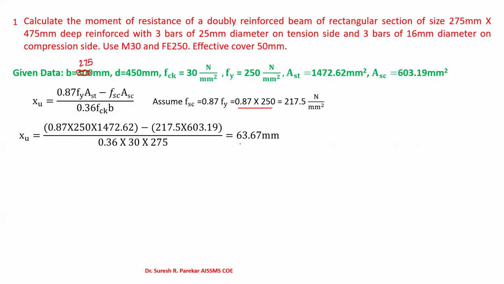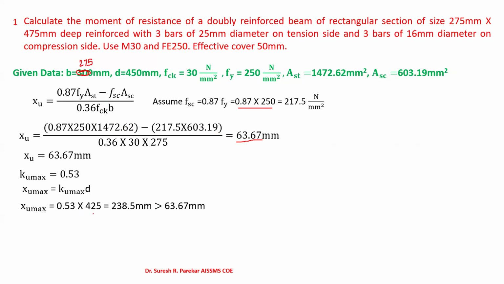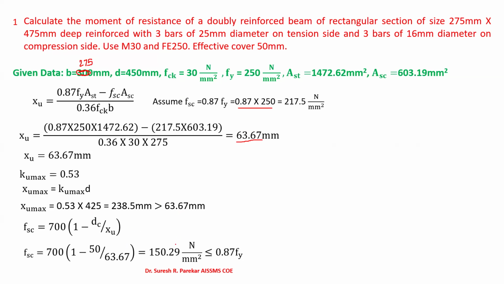And then we have this value of xu, 63.67 millimeter. Then we will check this value with xu max. Our value is less than xu max, so we have an under-reinforced section. Then fsc we will calculate by using xu, and we will get this value, that is 150.29. This value is less than 0.87 fy, and we have assumed the value as 217.5. Therefore, our assumption is wrong.